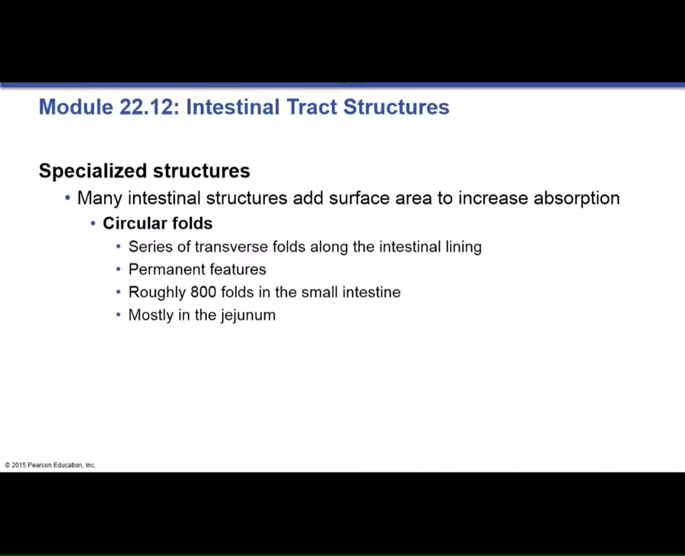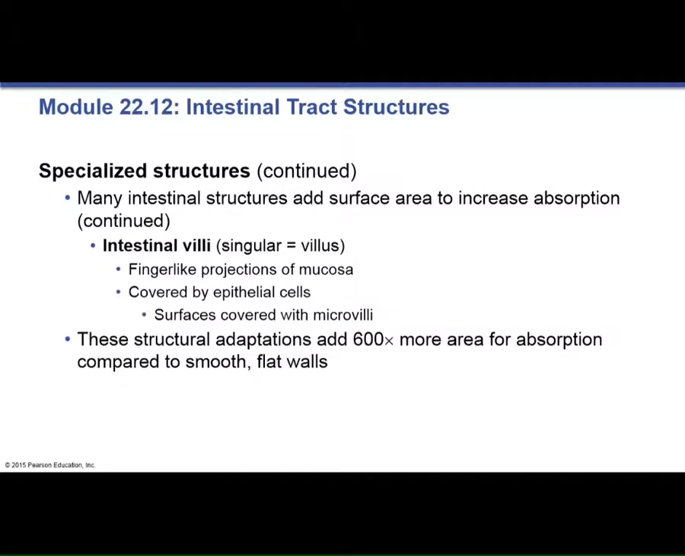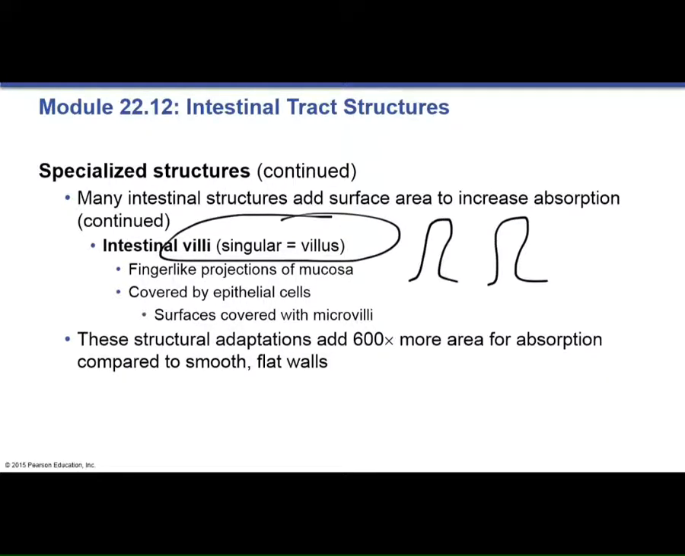Moving along, section 12: to increase the absorption of nutrients, there must be an increase in surface area. And so there are lots of folds along the intestine. And these are permanent features, lots and lots of these folds in the duodenum and also in the jejunum. And I've already mentioned these villi. Each villus is a finger-like projection of the mucosa, and this is increasing the surface area. Now, covered on these villi would be microvilli. And together, this is going to give an incredible increase in surface area. And that makes it easier for the digestive system to absorb amino acids and water and other molecules coming through the gut.